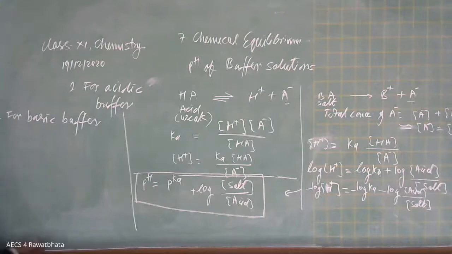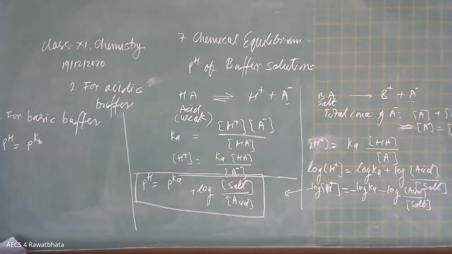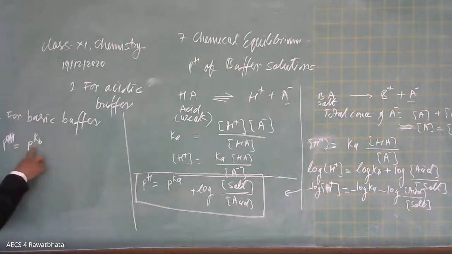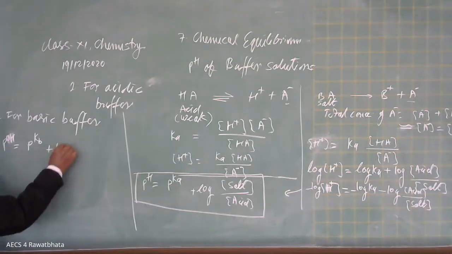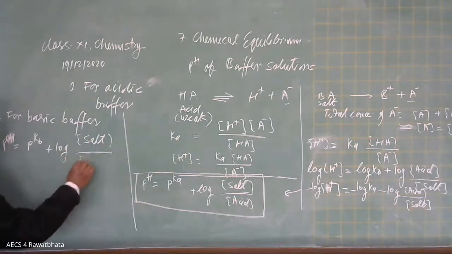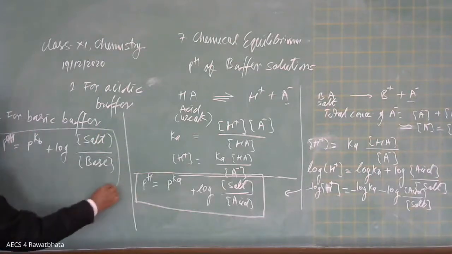For basic buffer, it is better to go with pOH. pOH for a base is equal to pKb plus log of the molar concentration of salt divided by the molar concentration of base. Here, for acid it is pKa. This is the formula for basic buffer.